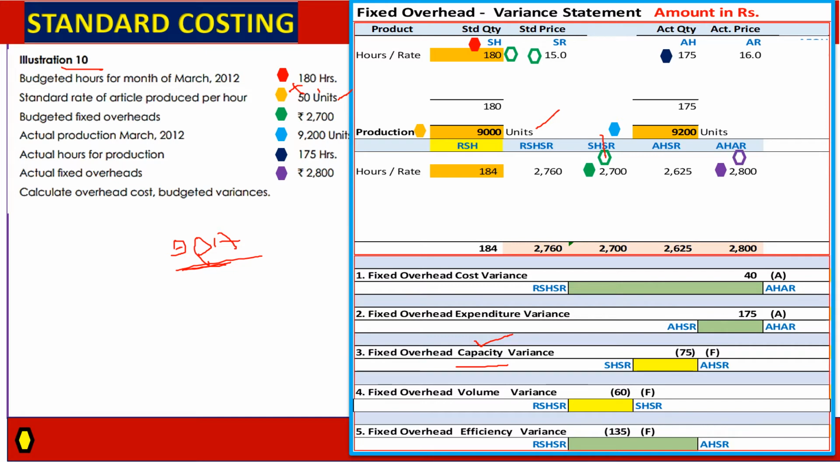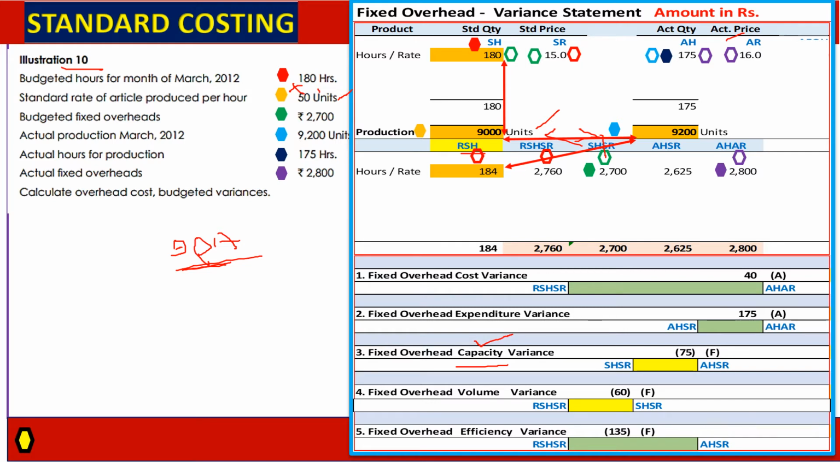Similarly, AHAR is 2,800. We have AH. How much is AR? 2,800 divided by 175, you get 16. Now once this is done, these are not equal, 9,000 and 9,200. If 180 hours is for 9,000 units, how much is it for 9,200? It is 184. Once you derive RSH, then you proceed. RSH SR is 184 into 15, which is 2,760.